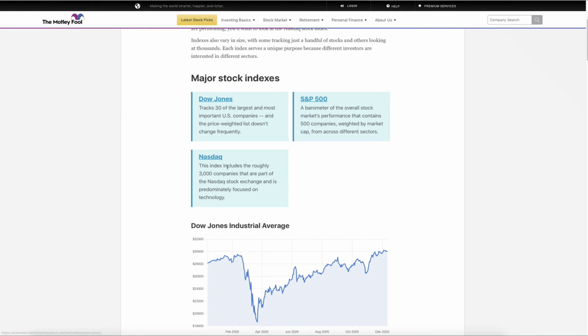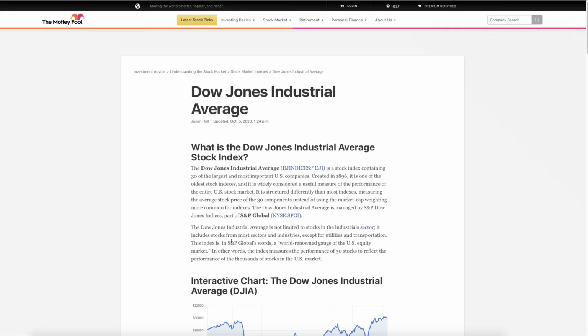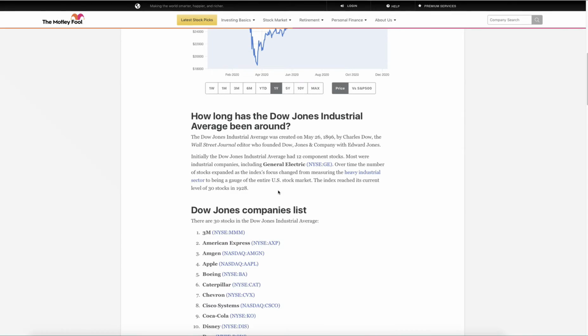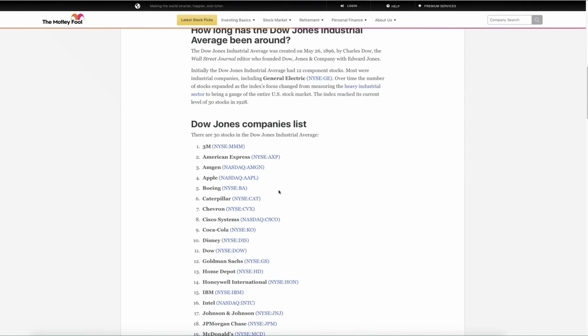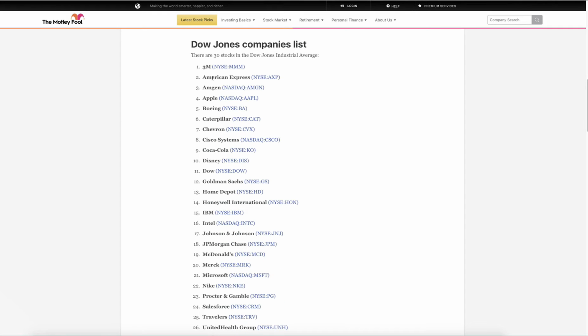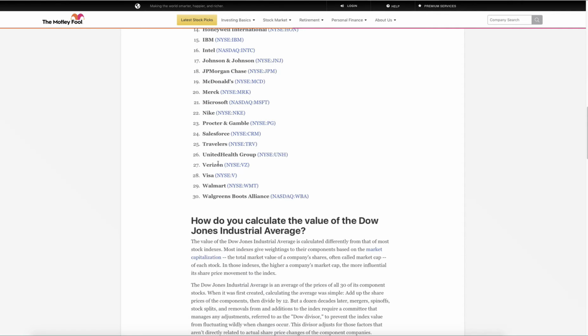So we go into the Dow Jones here. What is the Dow Jones? Well, the Dow Jones Industrial Average is a stock index that contains 30 of the largest and the most important U.S. companies, right? So we can go down here and look at some of the companies listed on the Dow Jones. You got 3M, American Express, Apple, Boeing, Caterpillar, Amgen, Chevron, Cisco Systems, Coca-Cola, Disney. And so you see all these companies. These are very big, high-earning companies that are listed on the Nasdaq. They make a lot of money.